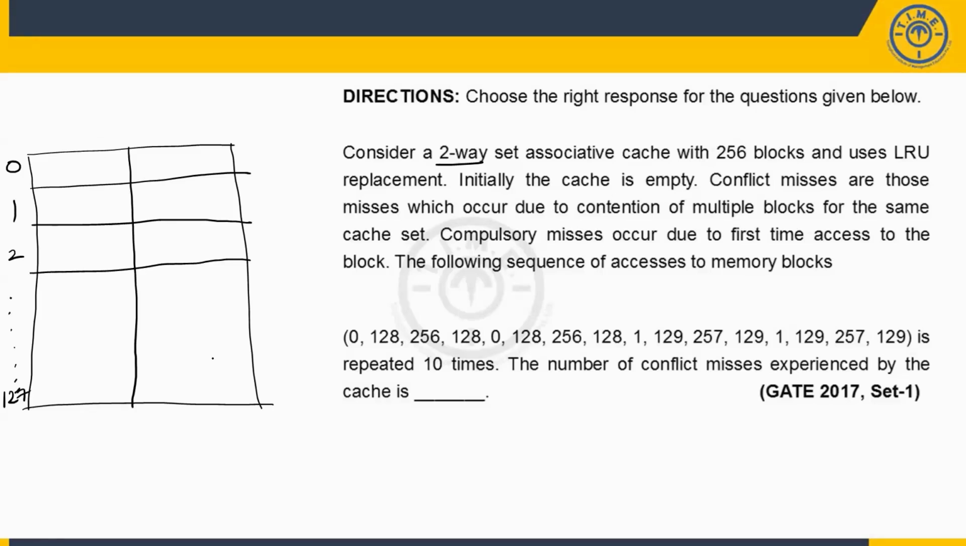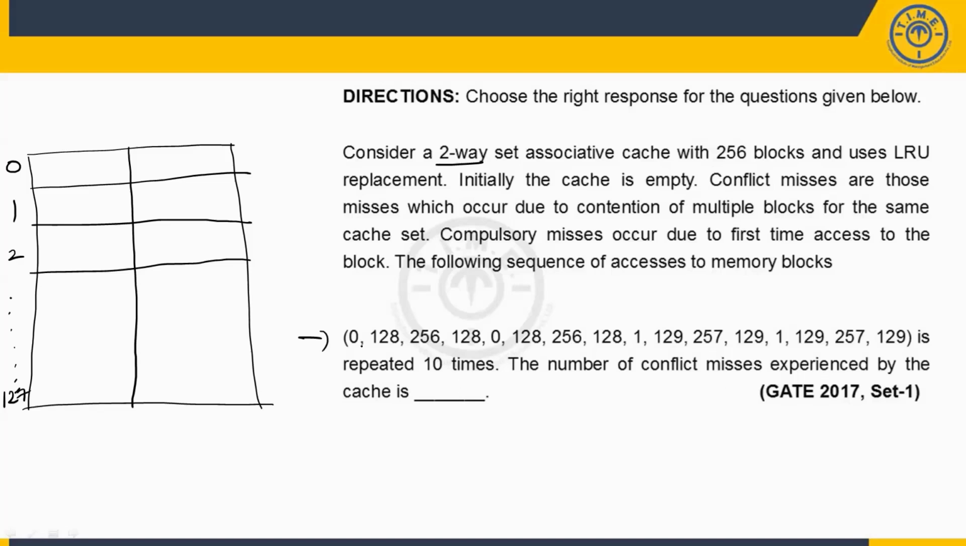Initially, cache is empty. This is our cache memory. Conflict misses are those misses that occur due to the contention of multiple blocks for the same cache set. We know this. Compulsory misses we also know. So this is the reference sequence of block numbers, but it is repeated 10 times. We just need to calculate only the conflict misses that we're going to experience in the cache.